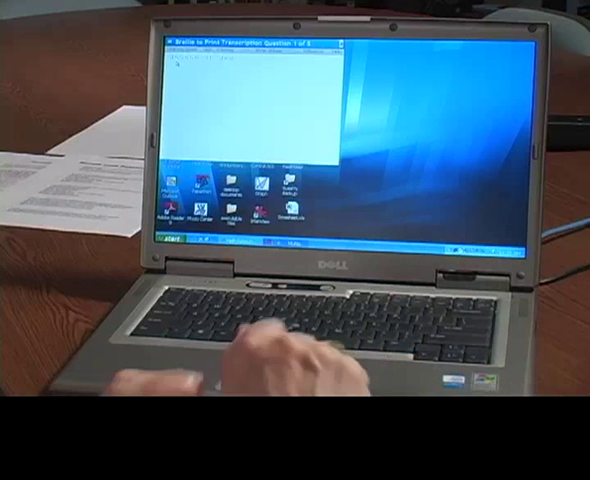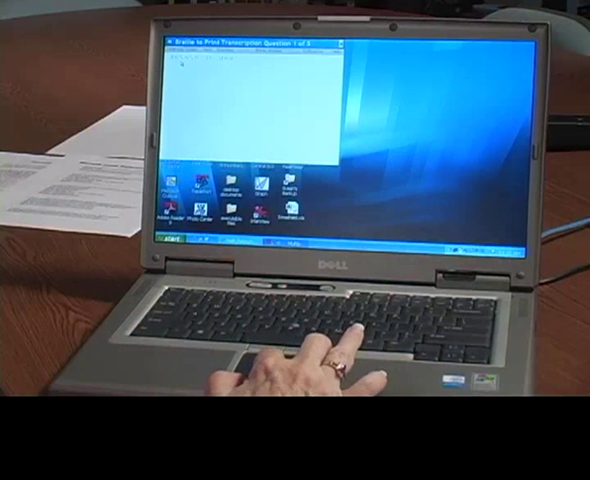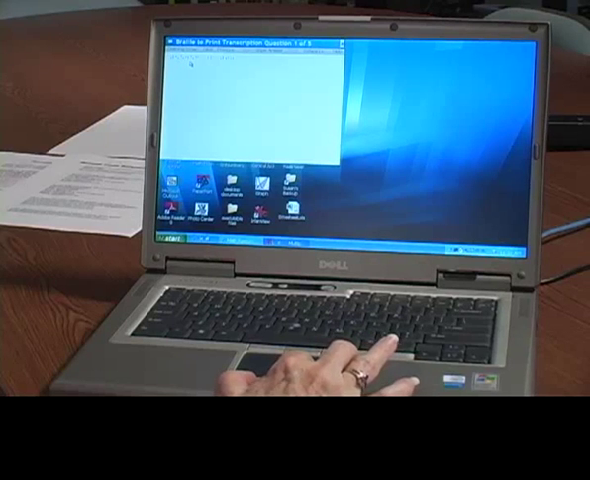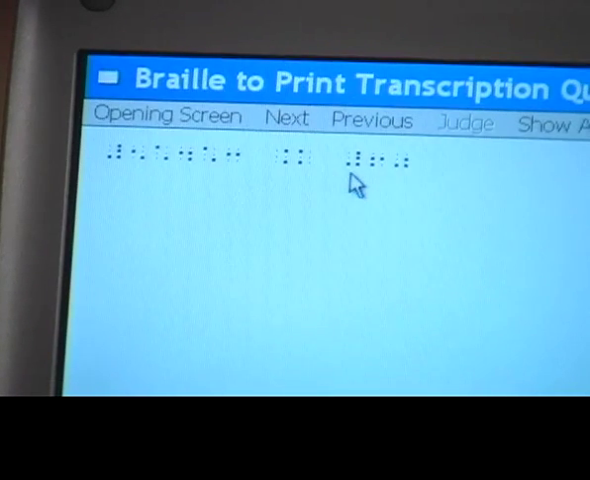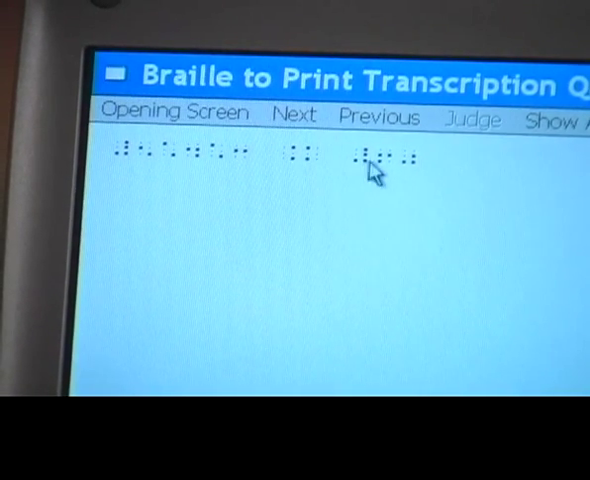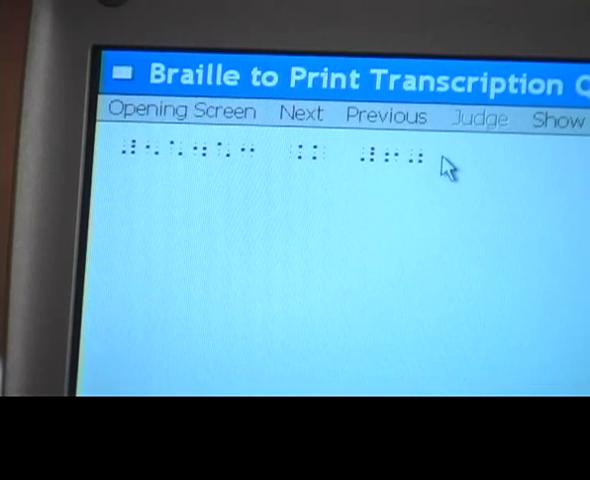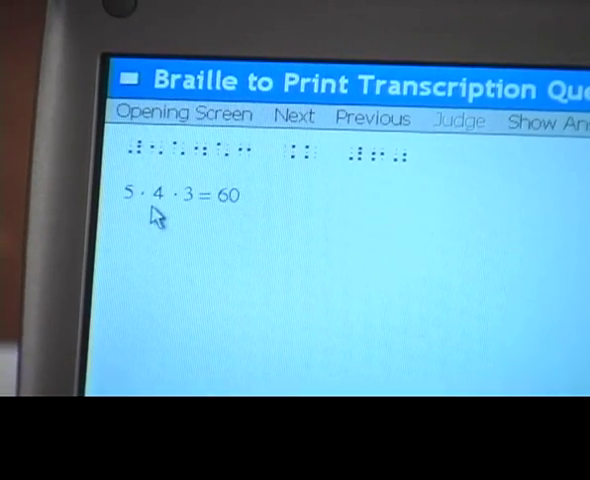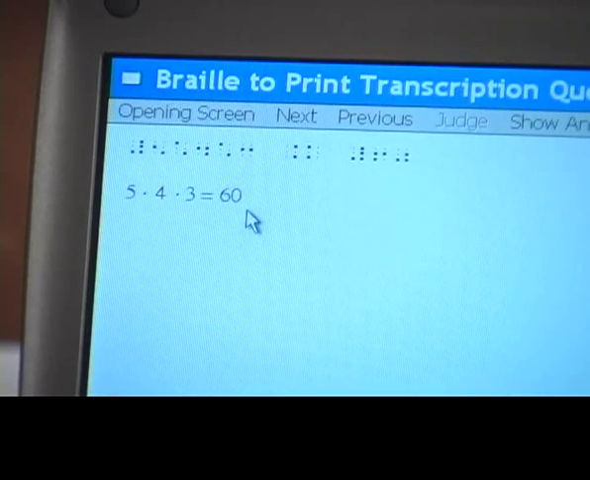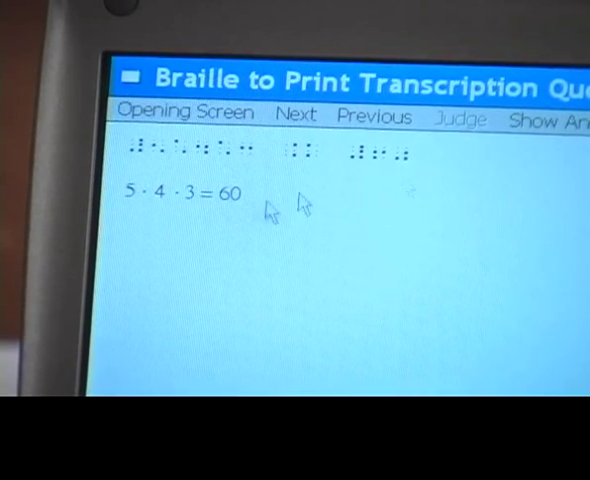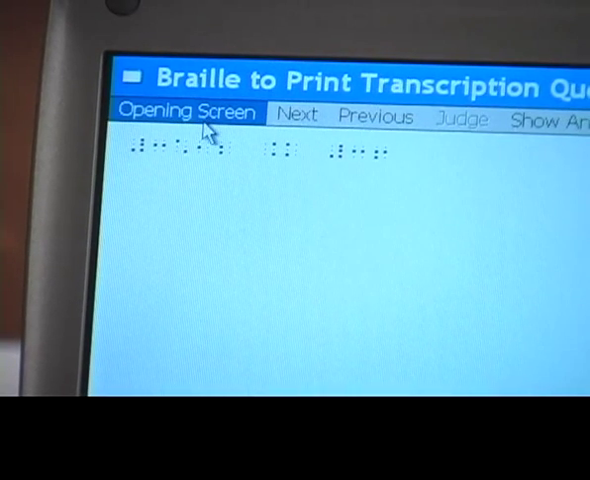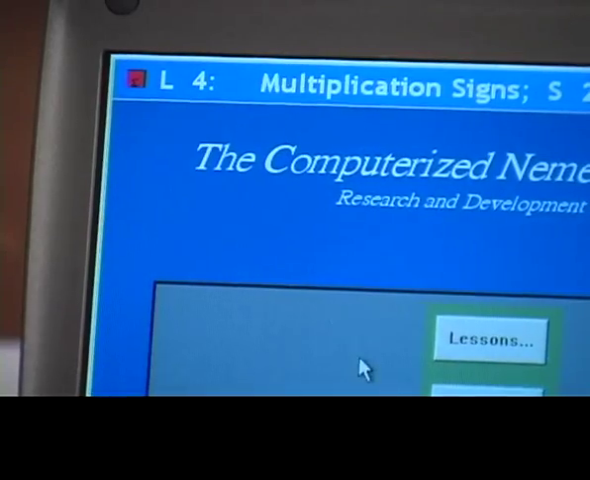And in this case, you just take a piece of paper and write down what you think you have here, which is 5 times 4 times 3 equals 60. And because that's a numeric indicator, 60. And then we're going to do show answer. Was I right? Did I say 5 times 4 times 3 equals 60? I believe I did. So again, you go on to the next one and do the same thing. And there's several more problems.